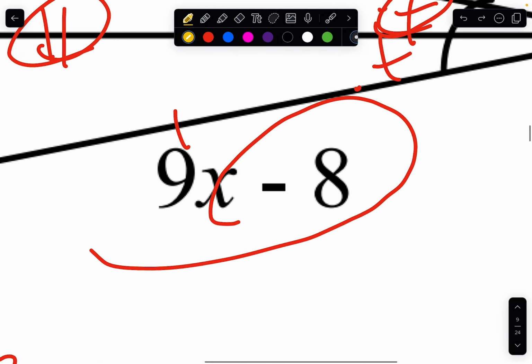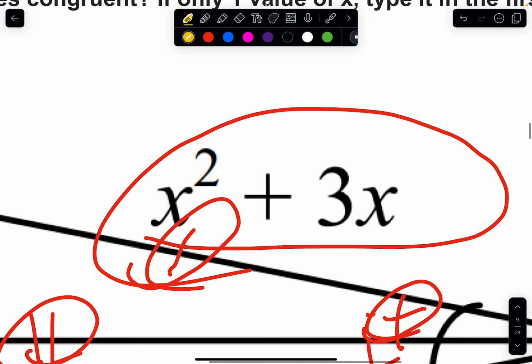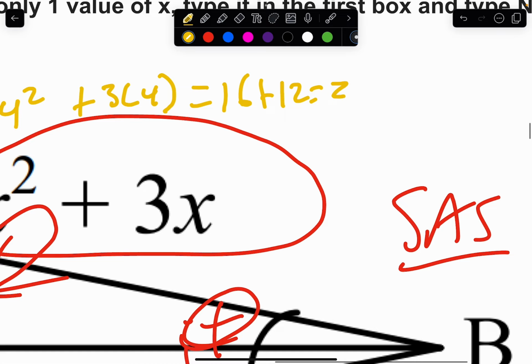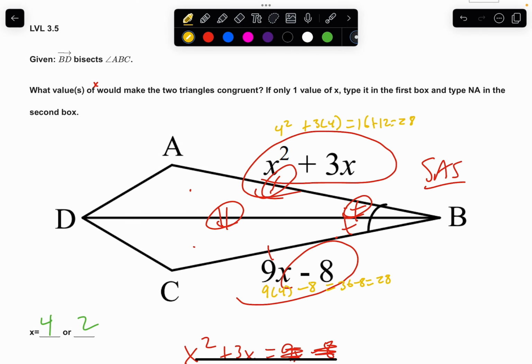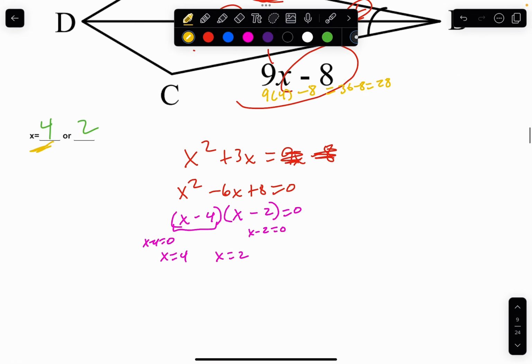So we plug in 4. 9 times 4 minus 8. That would be 36 minus 8. That would be 28. And if we really want to check our work, plug it in up here. 4 squared plus 3 times 4. That would be 16 plus 12. That is 28. So we know we got the right number. 28 is a reasonable number. So we are in good shape. 4 is one potential answer.